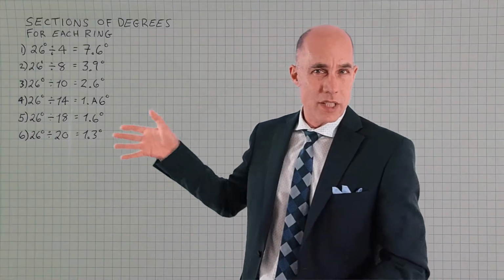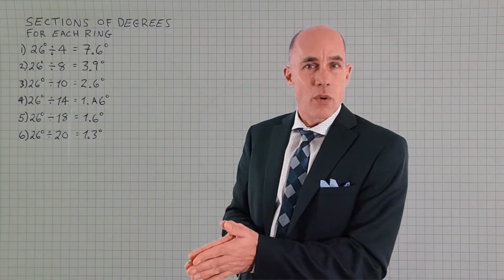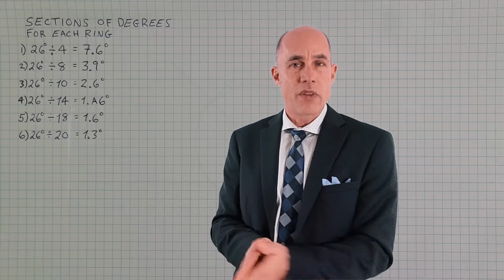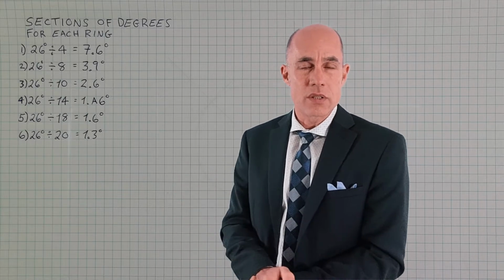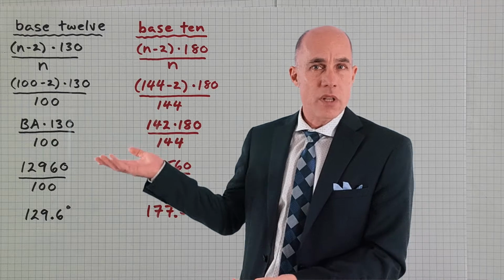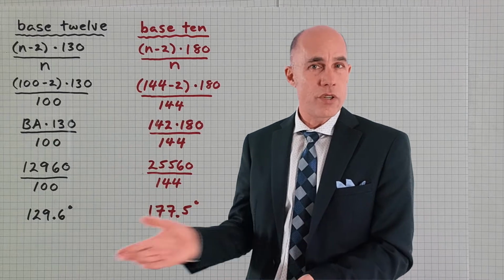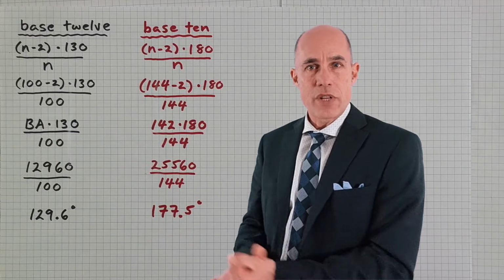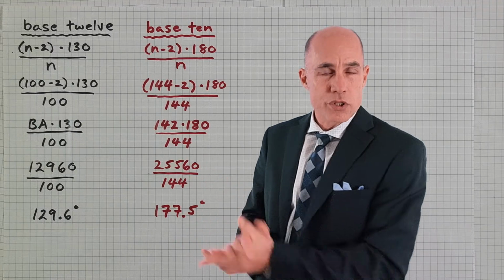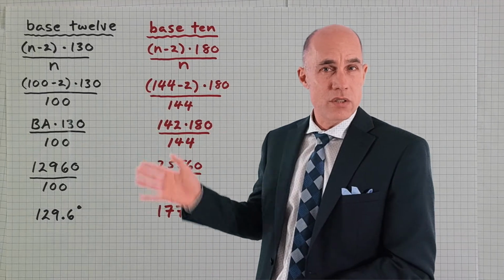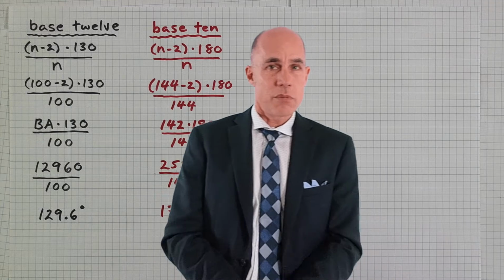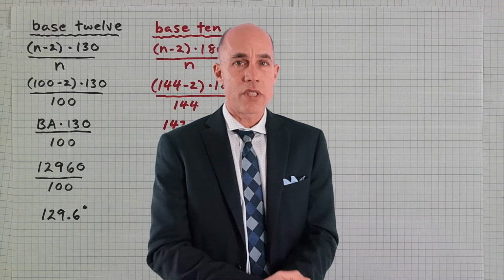We're dividing 26 by 20, and again we can see that we're generating in this particular ring sections of 1.3 degrees. Then we can also use the other formula, n minus 2 times 180 divided by n, to find out that the actual angle inside the small circles is 129.6 degrees. So that's basically all the information that shows up in this particular ring of the diagram.